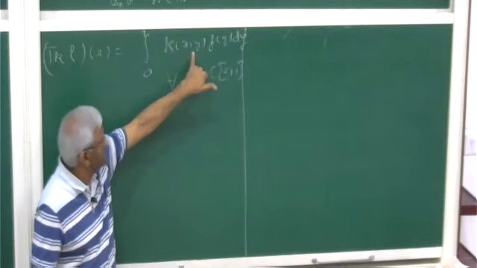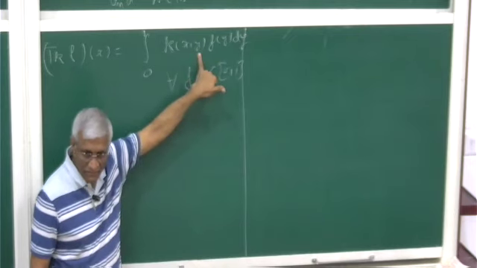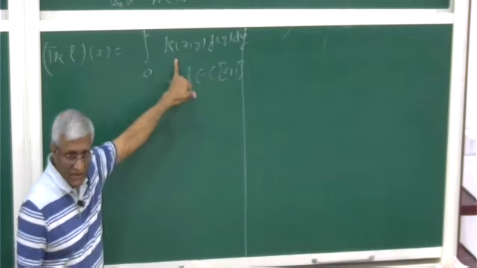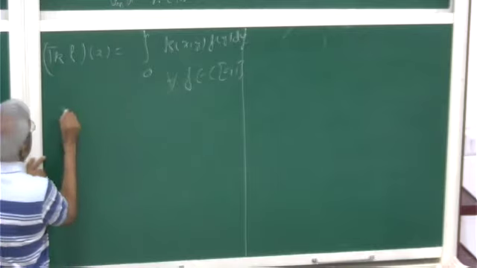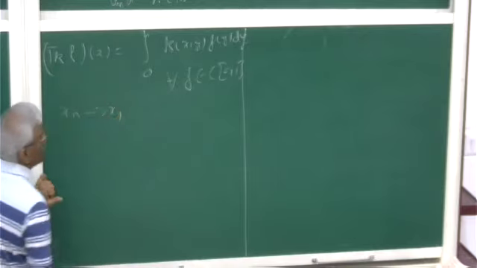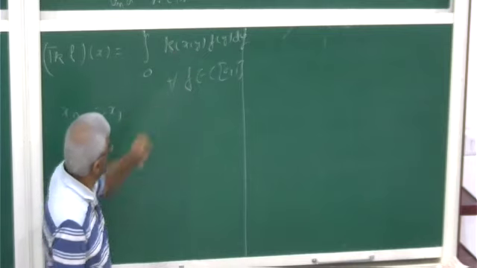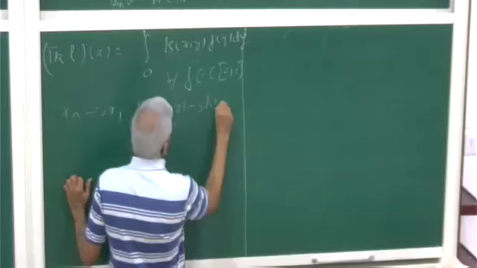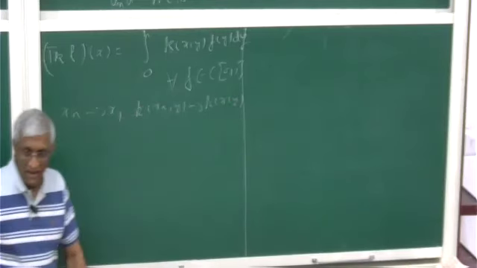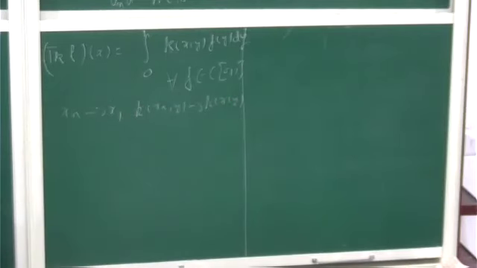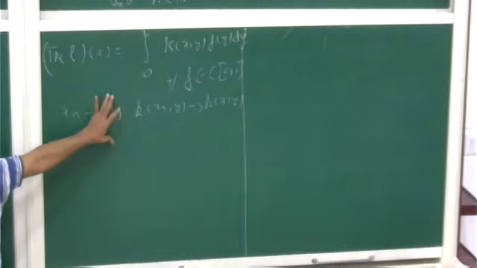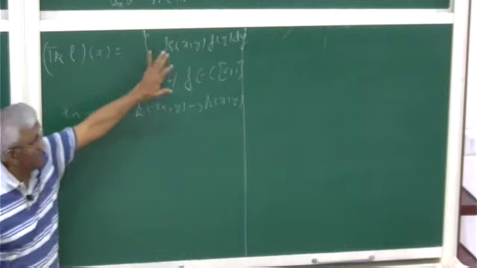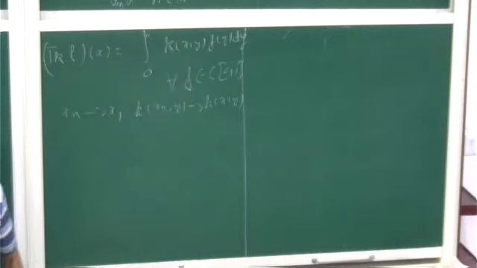I just write this and integrate with respect to the second variable. Since k is continuous, if you take xn going to x, then k(xn, y) will go to k(x, y), and it's all nicely bounded. You can apply LDCT and take the limit inside. k is bounded by some m, and with respect to that m, it's integrable.